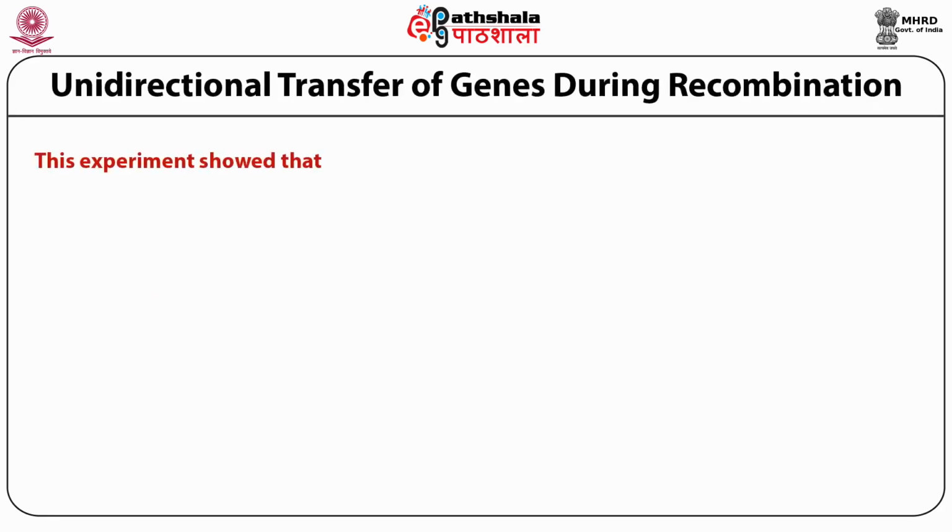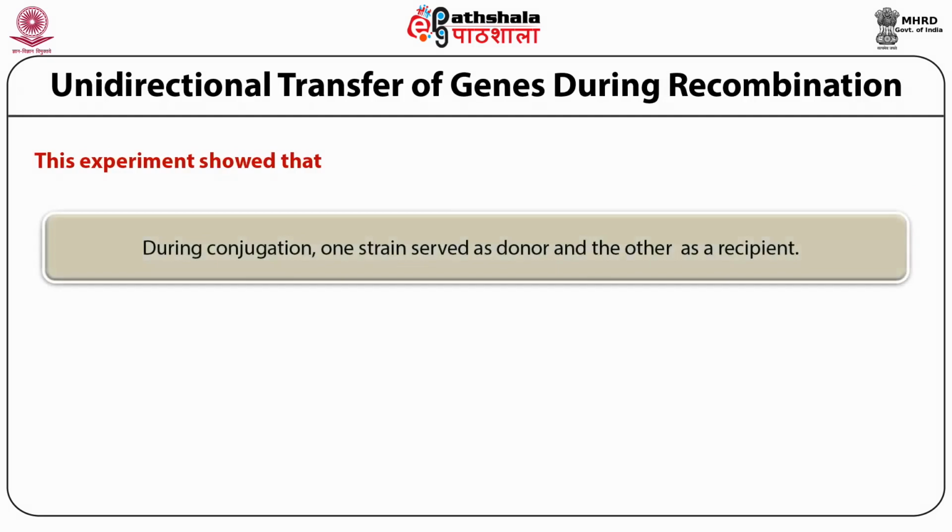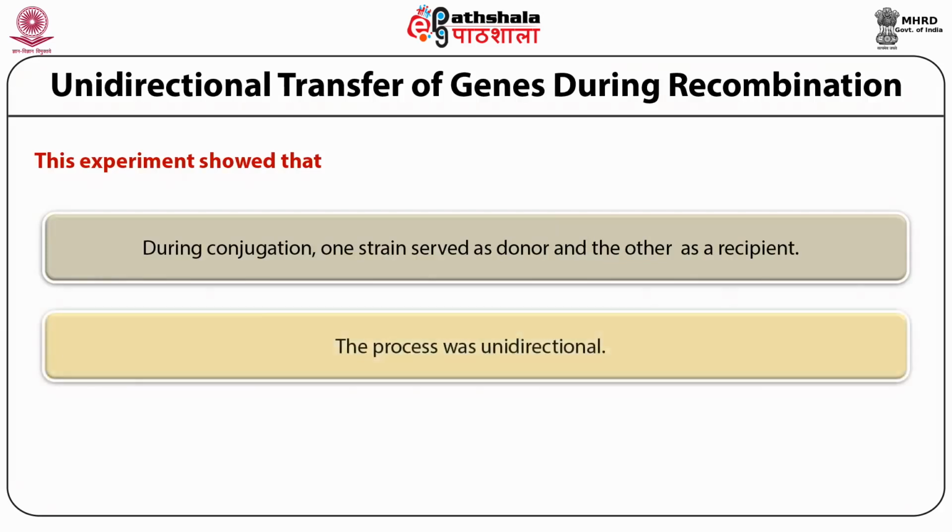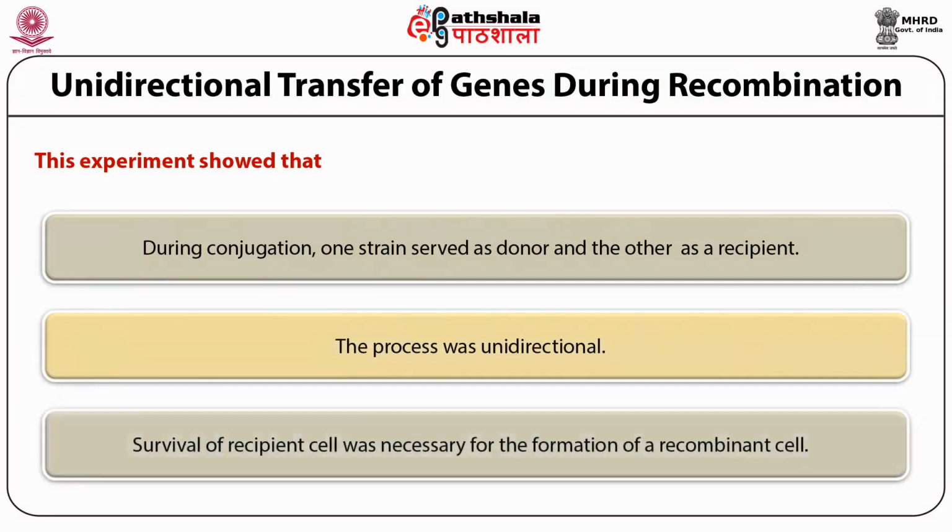And this was again a very landmark experiment because it showed that during conjugation, one strain served as donor, the other as a recipient. The process was unidirectional and survival of the recipient cell was necessary for the formation of a recombinant cell.